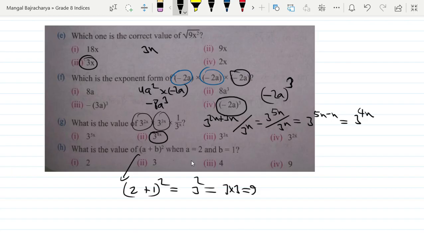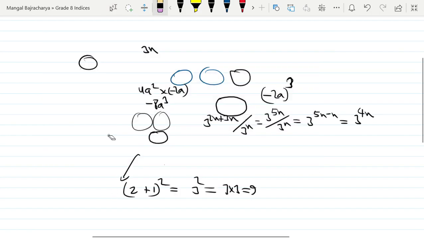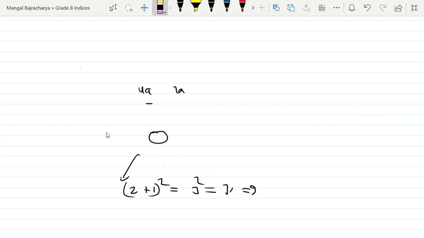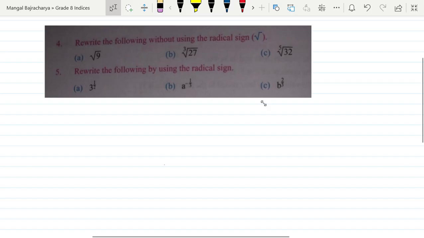Okay, so I read this first. Okay, I go with number 4 and 5 here. Okay, what's said here? Let's see.